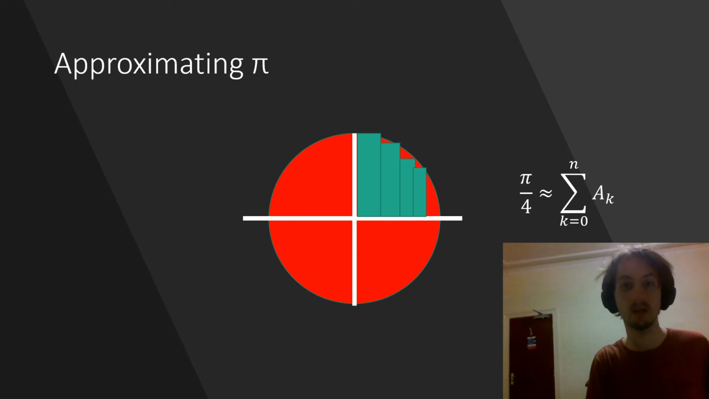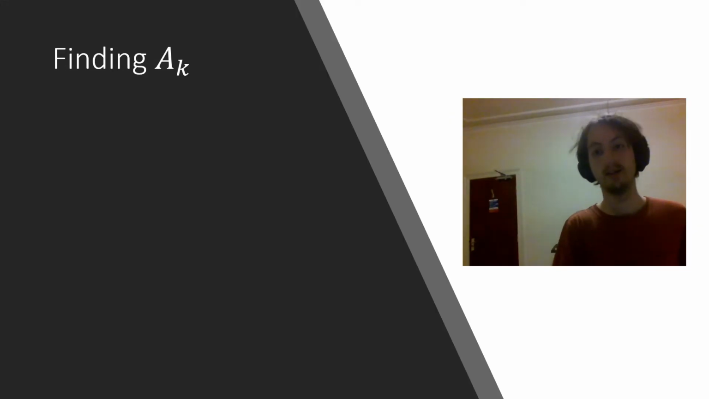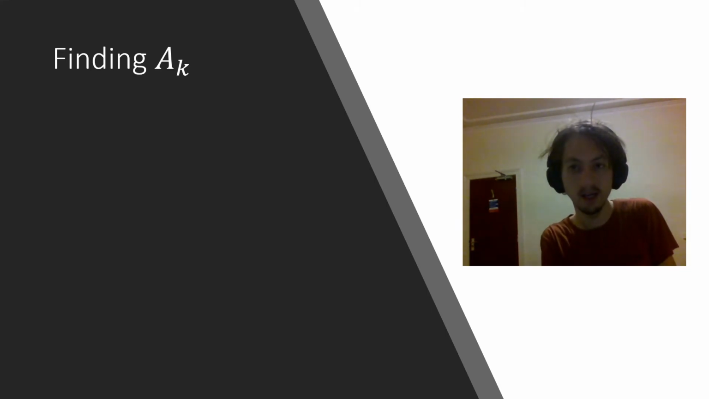And again, just to emphasise, k is a label which allows me to talk about a specific rectangle. So the first rectangle is the k equals 0 rectangle, then it's k equals 1, k equals 2, all the way up to k equals n. Now, the next job, and really the main bulk of this derivation, is to calculate the area of the kth rectangle, so to calculate A subscript k.